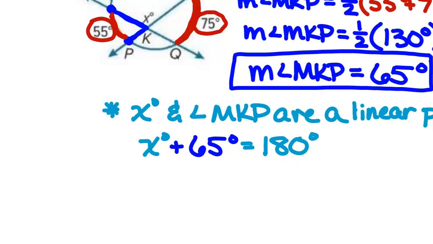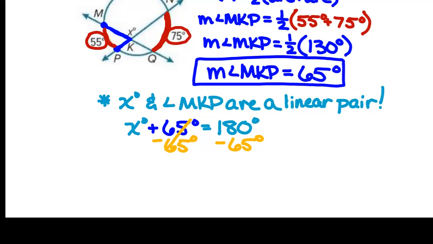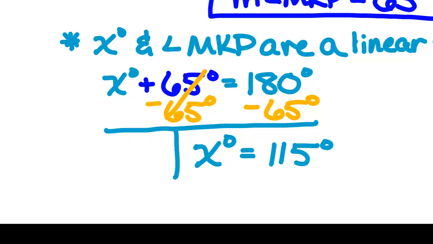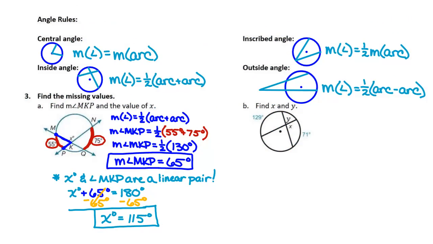So then we subtract 65 from both sides. What is 180 minus 65? Yep. 115, absolutely correct. So x is 115. That's why 65 is the thing that's written up on the board.